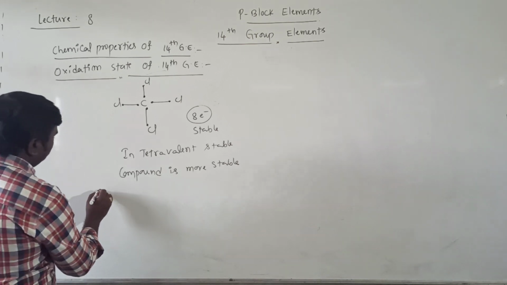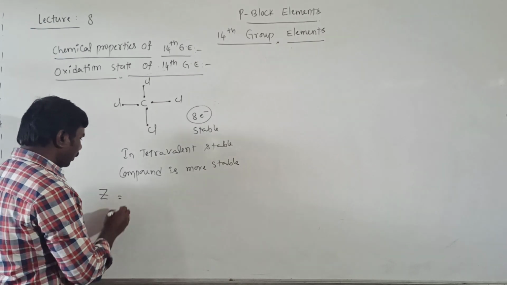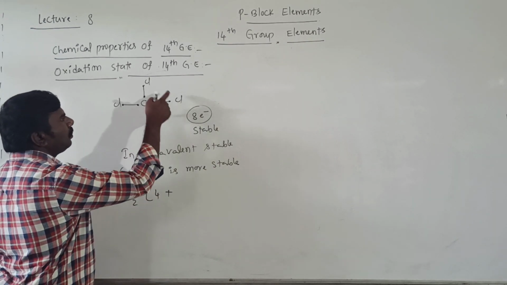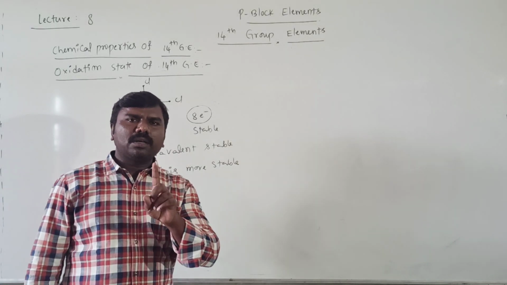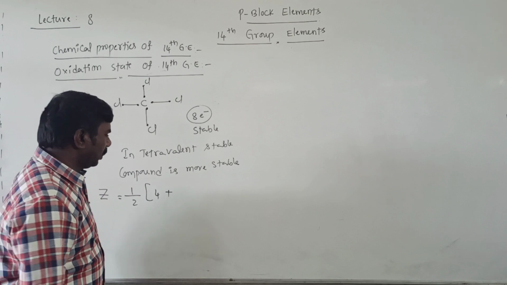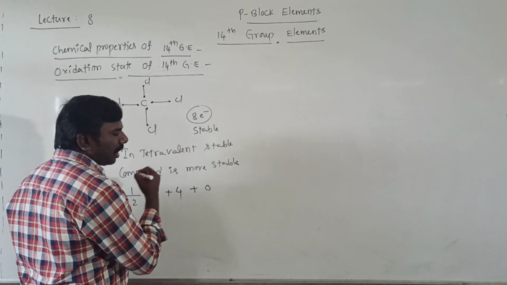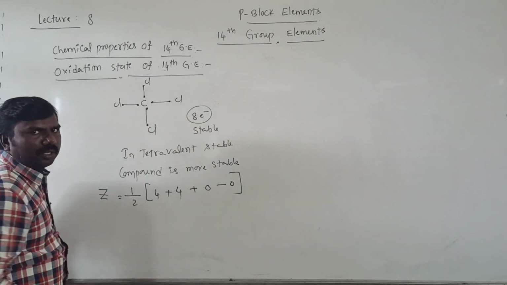So Z equal to, find the hybridization. Central atom is carbon, 14th group element. Valence electrons are 4, plus 1, 2, 3, 4 chlorine atoms are monovalent atoms. It means one chlorine forms only one bond. So 4 monovalent chlorine atoms, cations not there and anions also not there. It is a neutral molecule.